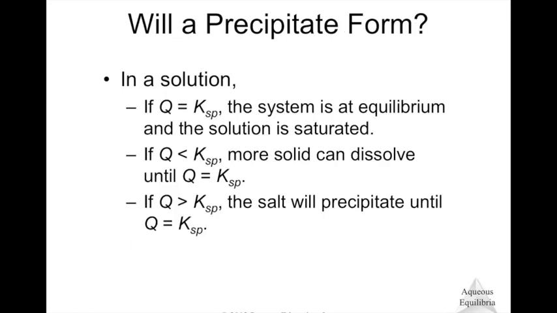Another thing you will probably see is, will a precipitate form? And so we can bring back our idea of Q, which is the same thing as the equilibrium expression except with non-equilibrium amounts. And so if Q is equal to KSP, the system's at equilibrium and the solution is totally saturated. If Q is less than K, that means we've got to make Q bigger, so more solid can dissolve because we're going to shift that equilibrium to the right to get the Q to equal KSP. And then if Q is greater than K, the salt is going to precipitate out until you get back to where it's equal.